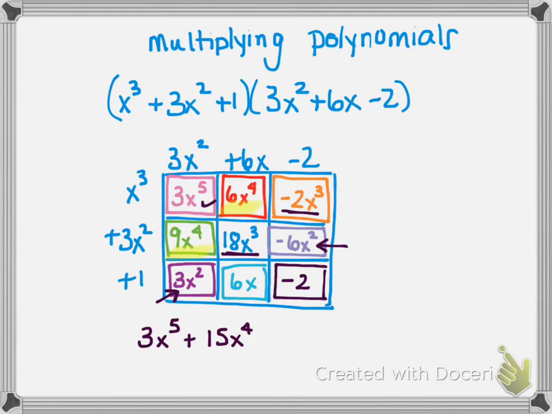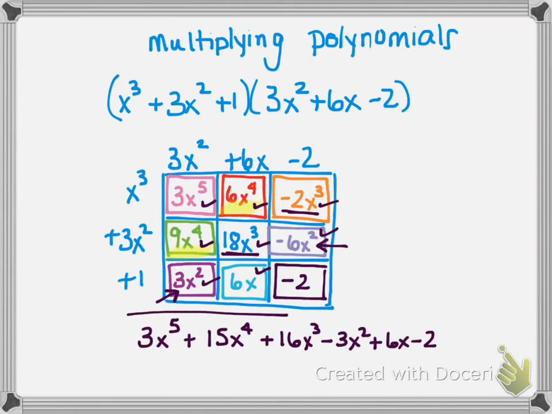I look for my cubes. I see I have an 18x cubed and a negative 2x cubed. This would combine to be positive 16x cubed. Check that one. Check those 3 off. Those 4 off. Then I have an x squared that I'd go down to next. So I have negative 6x squared and 3x squared, which would get me negative 3x squared. We can check those off. I then have a plus 6x and a minus 2. This would be my final answer for that 3 by 3 polynomial being multiplied together.